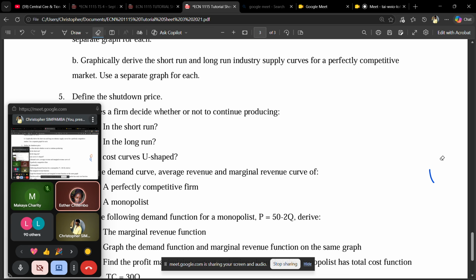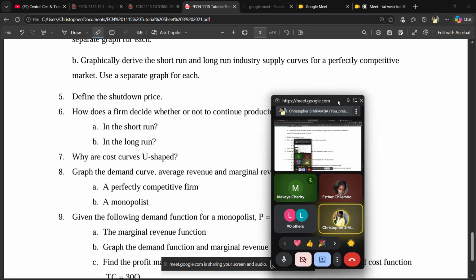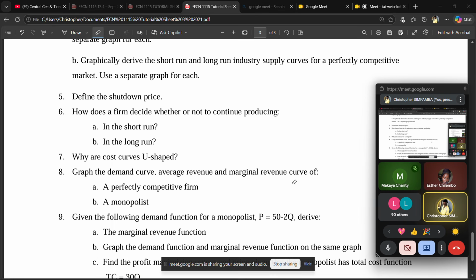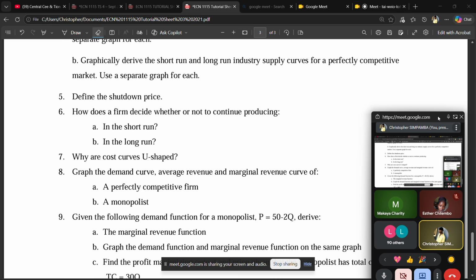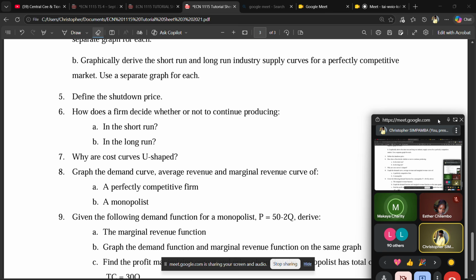Screen stopper. Yes, miss. Accepting the screen. Yeah, my screen is still on. I don't know if you can see it, but yeah. So Makaya, I said you should try to go back to the notes because right now the way it is, I'm also a student.